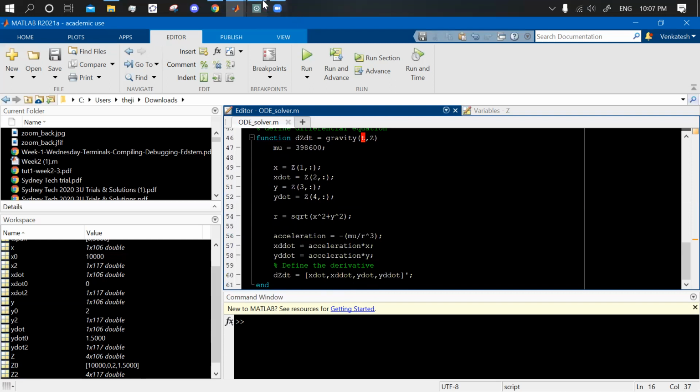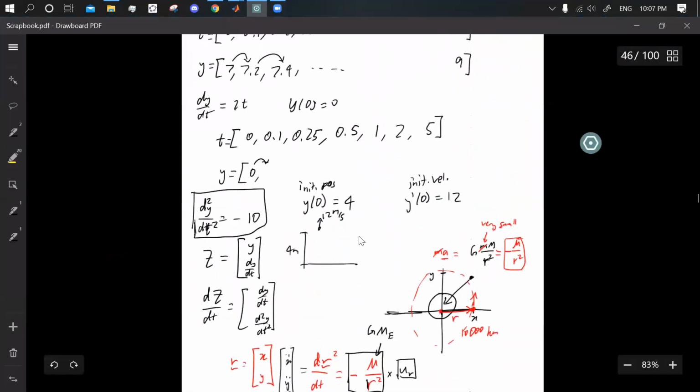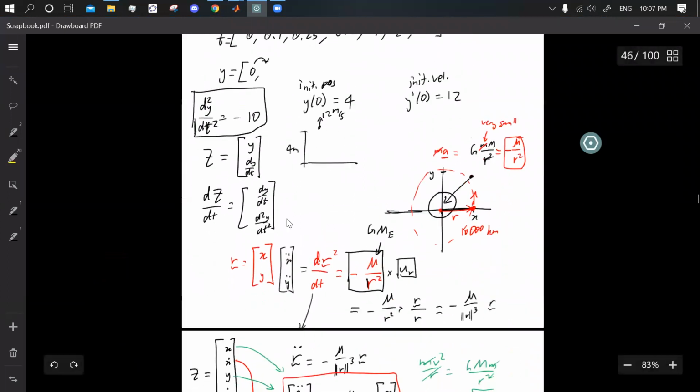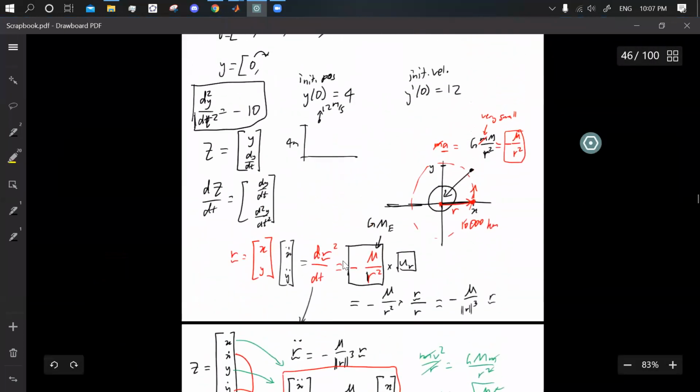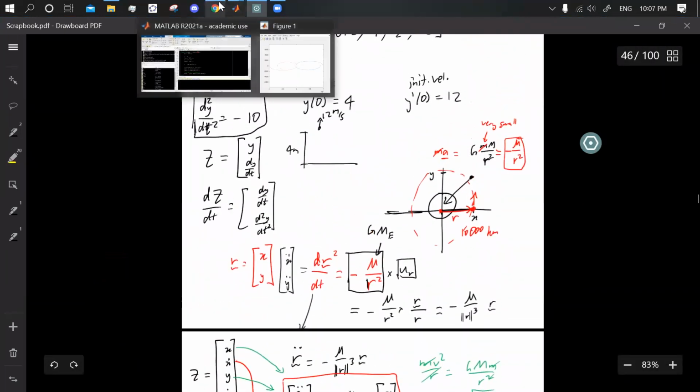So make sure you get the idea of states and stuff like this as well. If you want, I'll send this PDF as well. Yeah, that would be really helpful. Thank you.